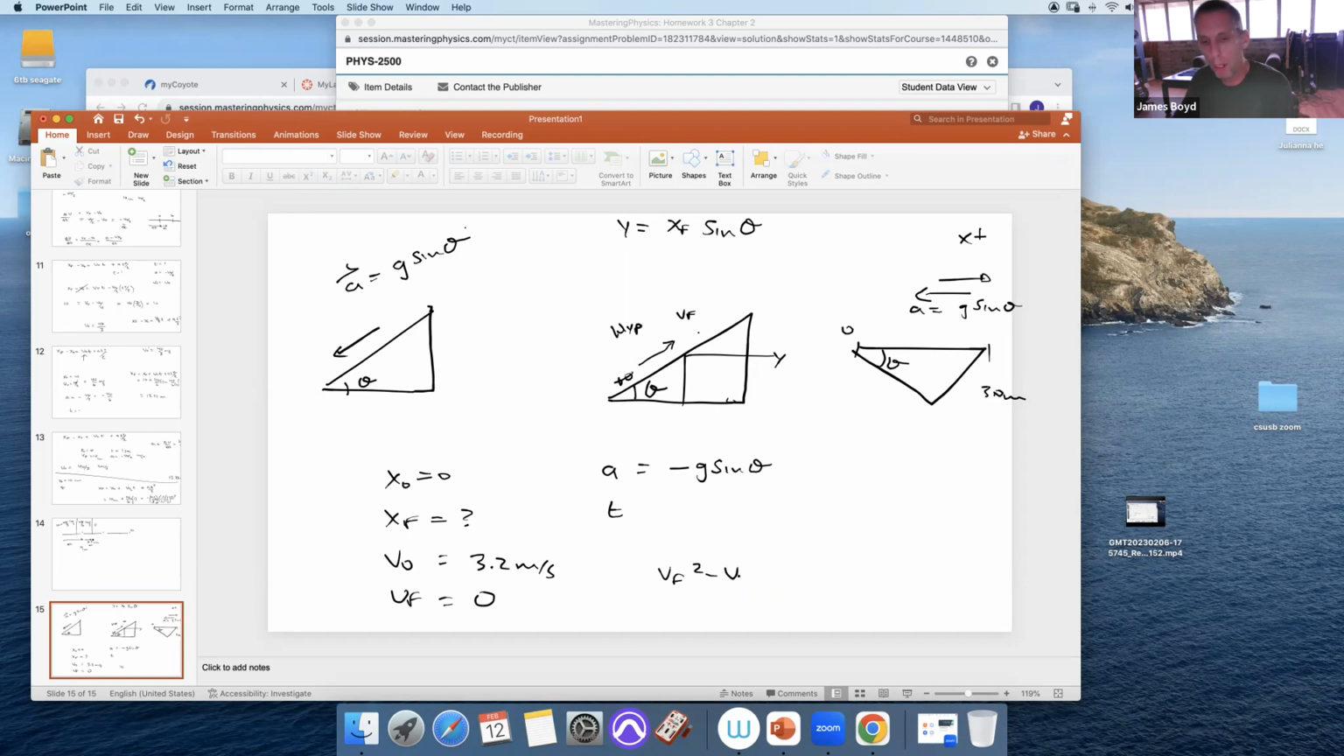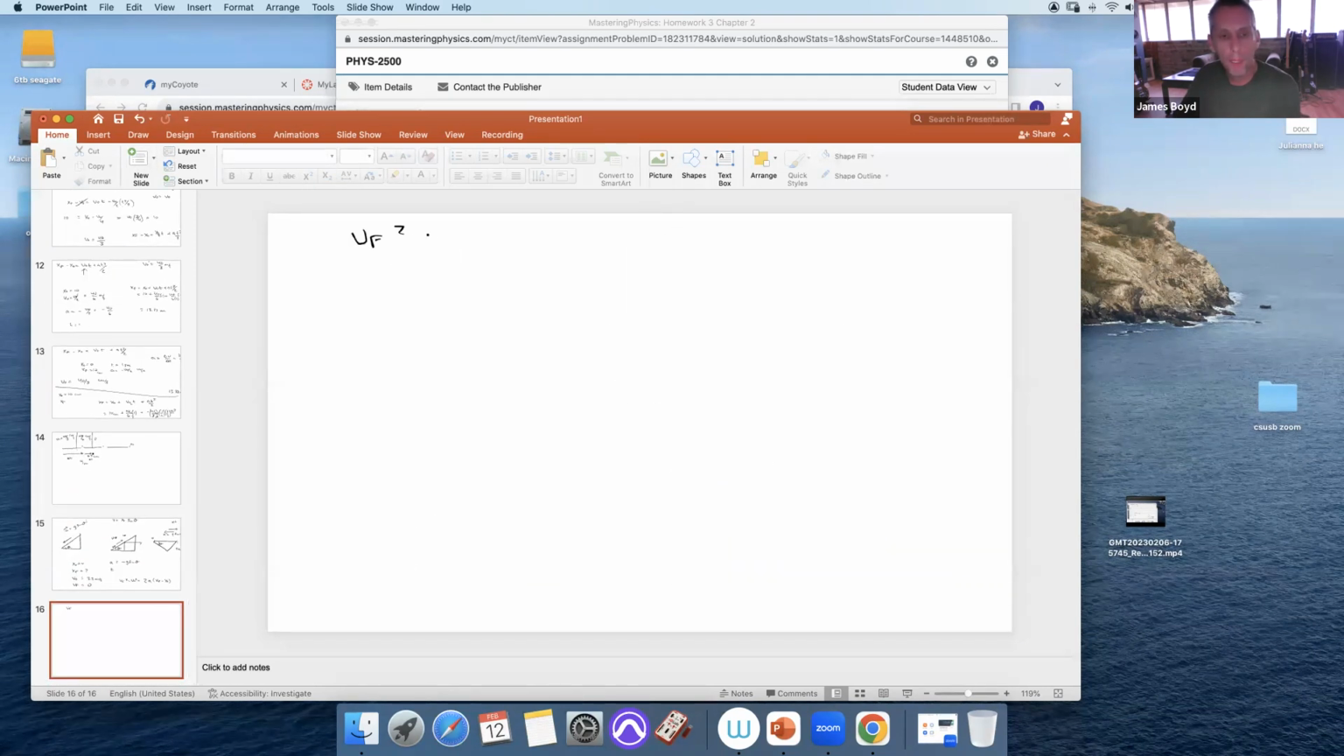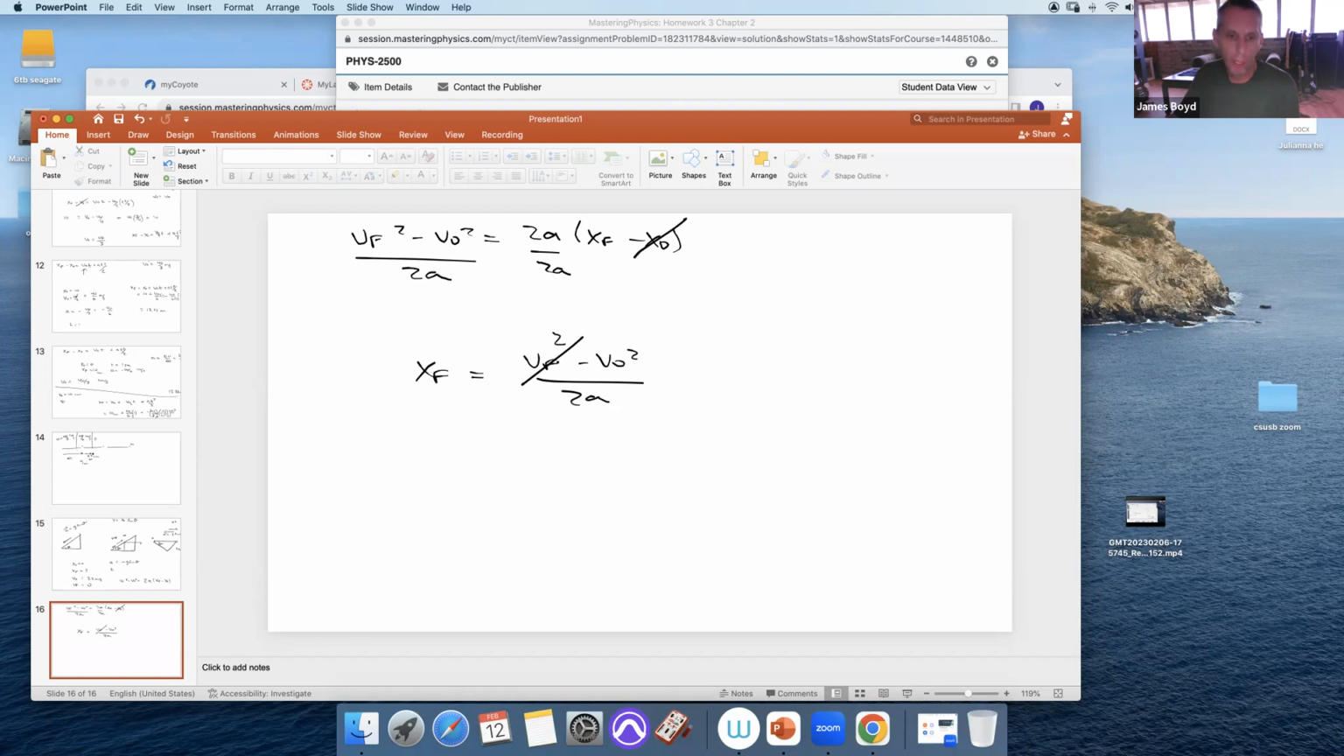We have V final squared minus V initial squared is 2a times x final minus x initial. I'm going to move to a new one. V final squared minus V initial squared is 2a times x final minus x initial. We're going to solve this for x final. Divide by 2a, add x initial, but since it's 0, I'm going to just neglect it. X final is V final squared minus V initial squared over 2a. V final is 0, sorry. And a is negative g sine theta. So this is negative V naught squared over 2 times negative g sine theta.